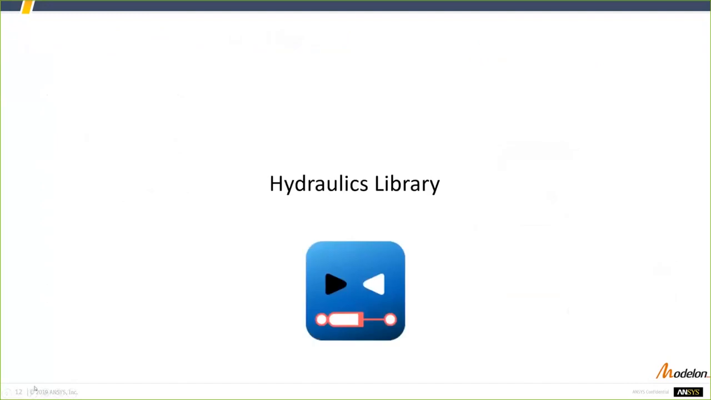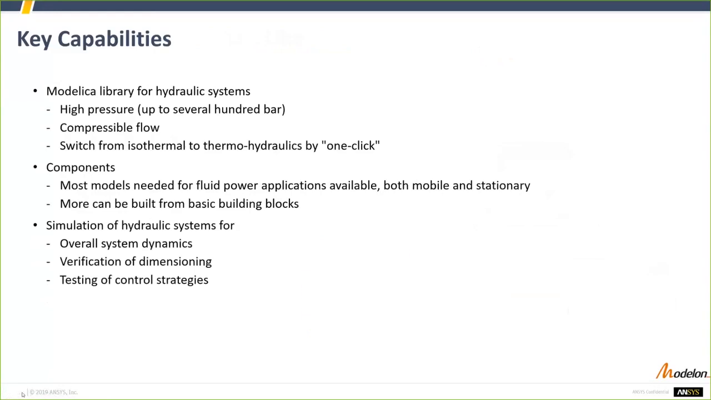Let's focus first on the hydraulics library. It's a library for hydraulics in the meaning of fluid power. So it covers high pressures. You can have up to several hundred bars. The flow compressibility is modeled. The inertia of the flow is also modeled. All the pressure losses are modeled. And you can switch easily from hydrothermal model to thermohydraulics by one click. So a model that you develop for hydrothermal use easily provides thermohydraulics results also.